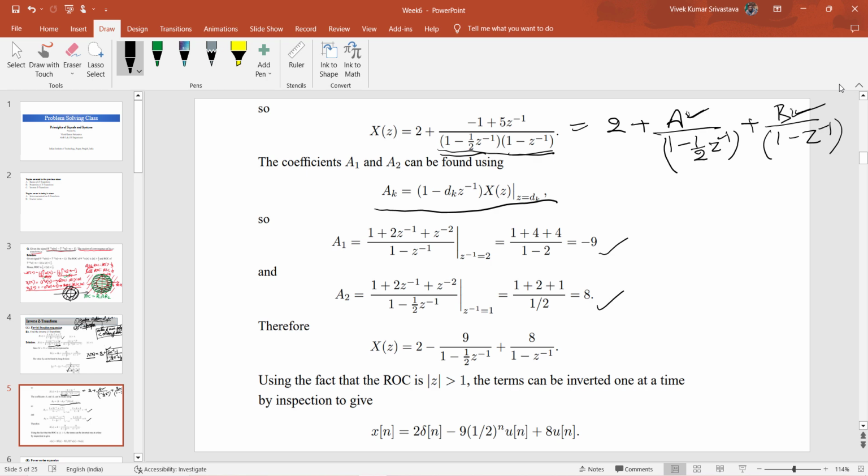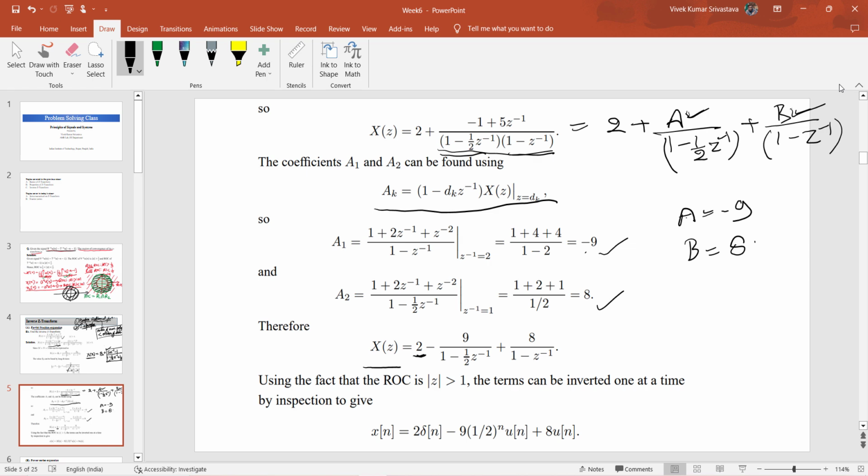After determining the values of A and B, you will get A as minus 9 and B as 8. Once you put these values here, X(z) is equal to 2 minus 9 over 1 minus 1/2 z raised to the power minus 1 plus 8 over 1 minus z raised to the power minus 1. Now we can easily take the inverse z transform, because here this is a constant.